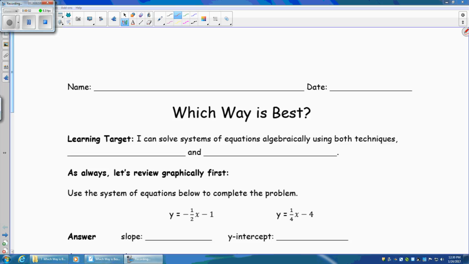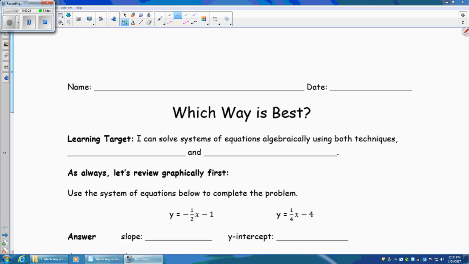Alright guys, so these notes are titled Which Way is Best. We learned two different techniques to solve systems. Today is going to be sort of a review of both, because what the state test is going to do is they're not going to say, hey, use this. They're going to say, just solve it. And you're going to have to figure out which one of the two that we should use.